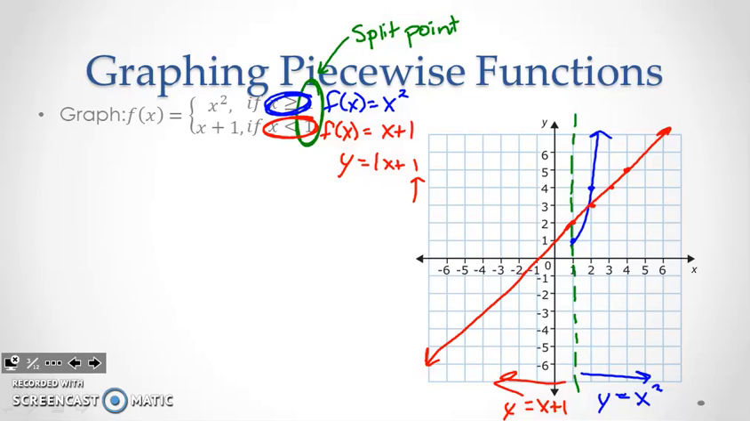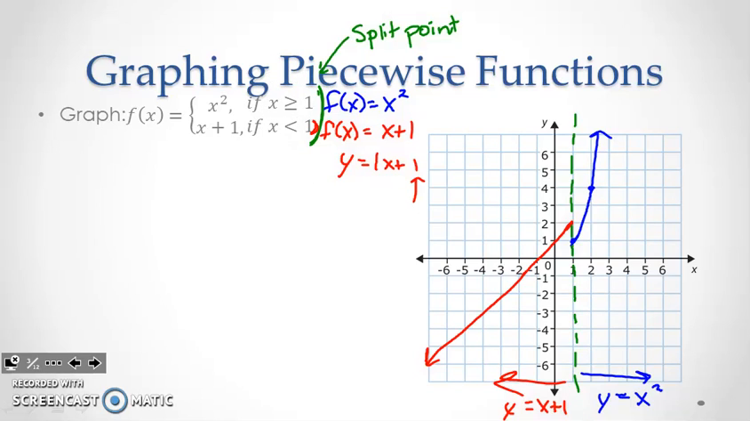Then on the right side of the function over here, the only thing I should have on the right side is my blue function, my parabola. So I'm going to erase my line over here. Okay, and then I'll draw back in. So start out drawing both parent functions first. Figure out where your split point is, and then you decide what function needs to be on which side of the split point.